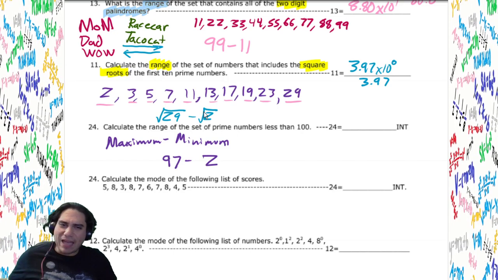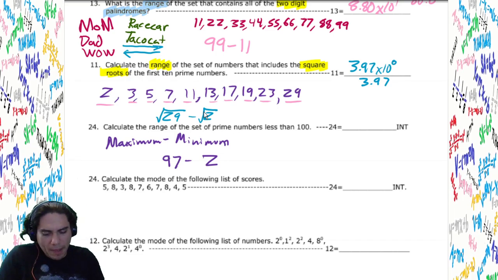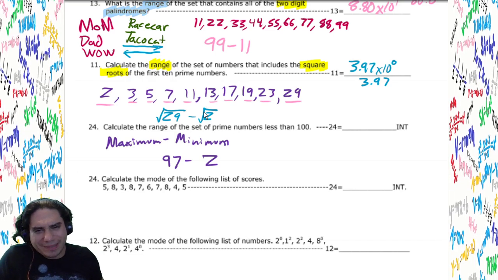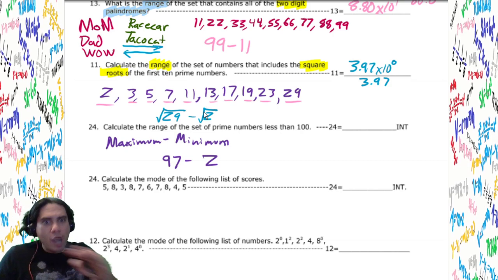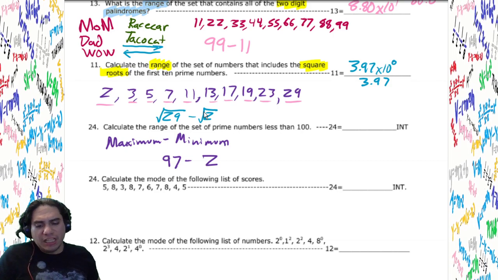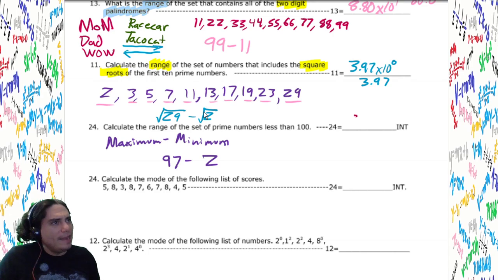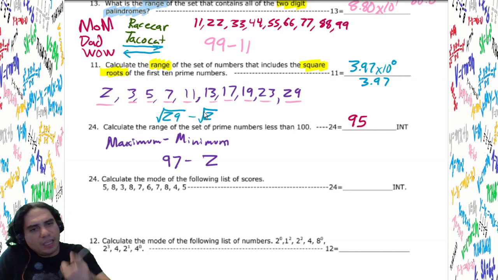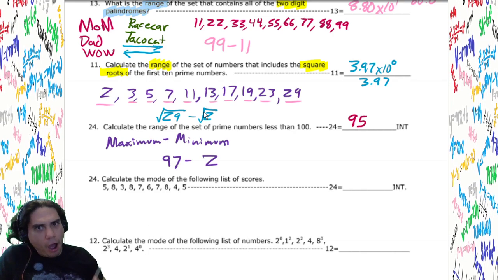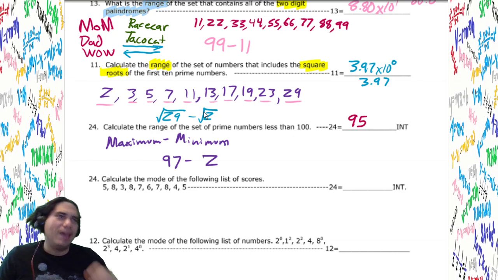So we bust out that calculator, 97, enter, 2 minus, and we get ourselves 95.0. We write that down, right? Wrong! You better not write that down. You're going to hit yellow show, and you're going to go ahead and hit 95. Anything in front of the decimal, you got to write it all. That's what an integer is, and we call it a day.